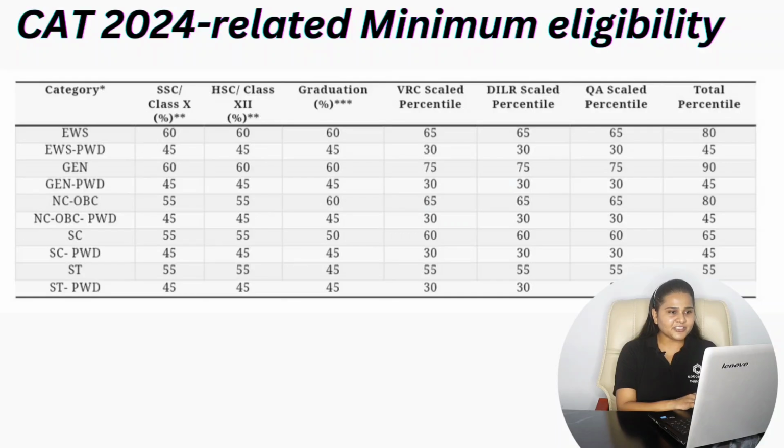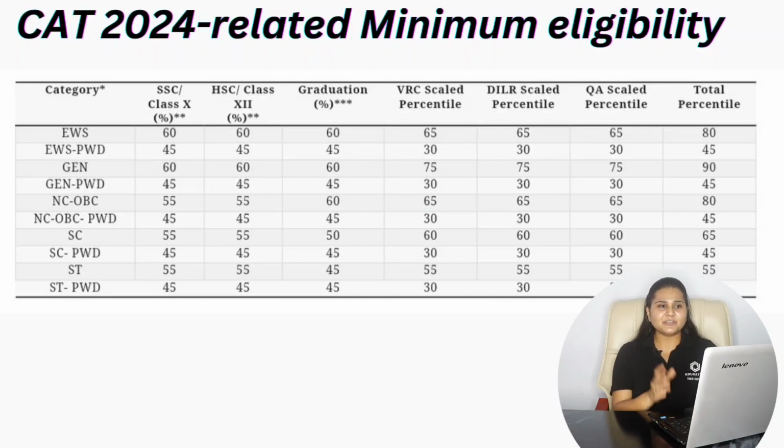There is also the minimum percentage required in the class 10th, 12th and graduation. Like for EWS and general, it is 60%. Then for the NCOBC, it is 55%. Then if we consider it for the SC category, it is 55% in the class 10th and 12th, 50% in the graduation. For ST category, it is 55% in the class 10th and 12th and 45% in the graduation.